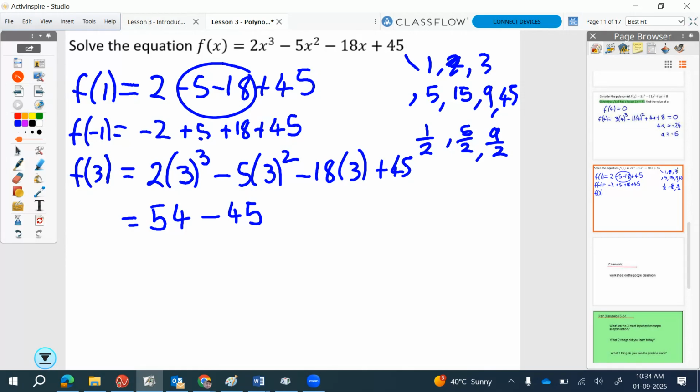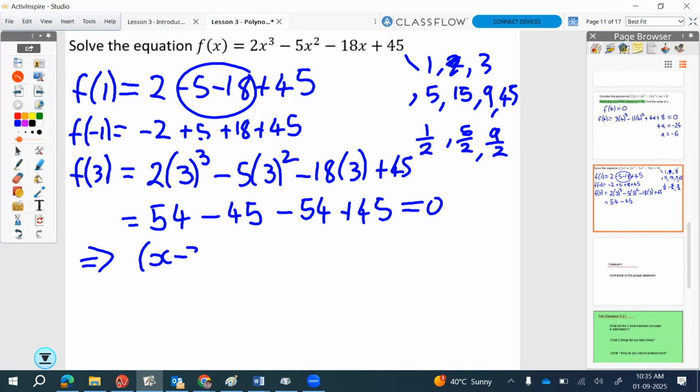I do it like this. 3 times 10. 3 times 8. Add them together. Minus 54. That's going to work. Yeah. That's 45. What does this imply? That f of 3 is 0. So the factor is x minus 3.